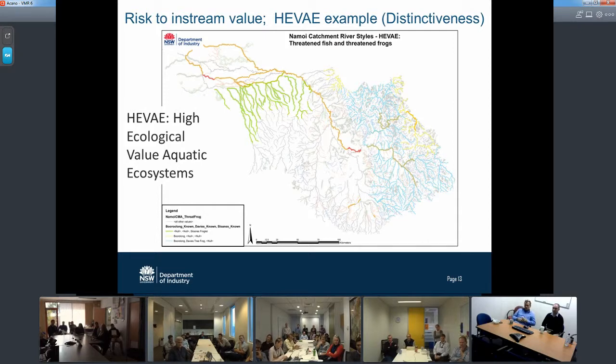In this map in the Namoi, we identified where threatened species, in this case the greenish lighter colours are threatened frogs, and the dark colours are particularly silver perch, where they've been located or identified within the Namoi catchment. And you'll notice, particularly for the frogs, that there's a lot of clustering. In particular, the light green area in the northern Pilliga is identified as being particularly of high value for frog populations.